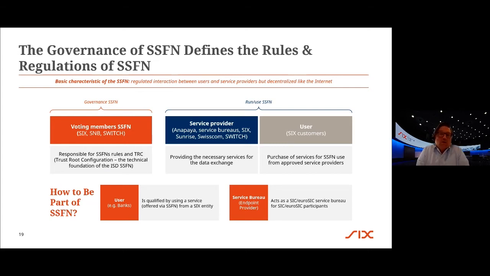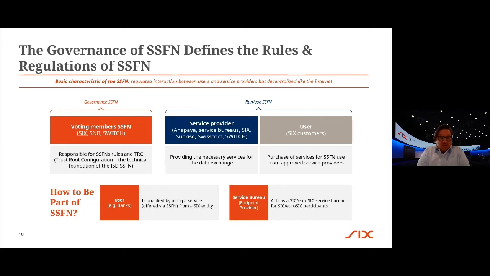So the governance of SSFN is split in two parts. There are the voting members, SIX, SMB and Switch. The voting members are the organizational core of SSFN. They're responsible for setting the basic rules, which are defined in the TRC, the trust root configuration, which is the backbone of SSFN. All governance rules are implemented in it.